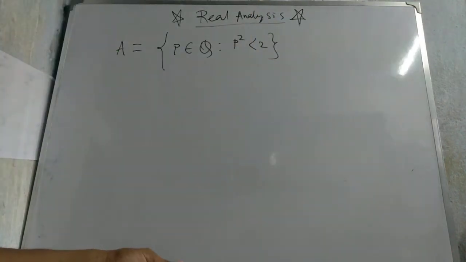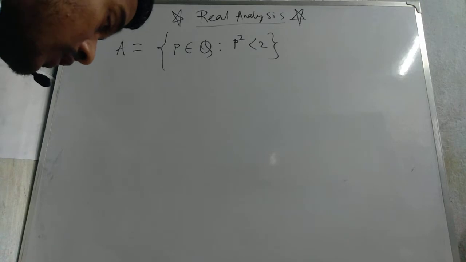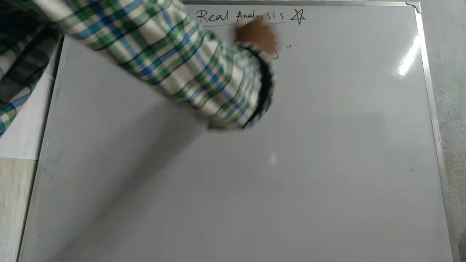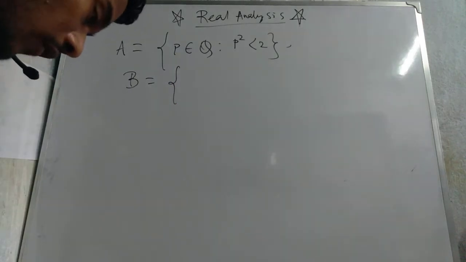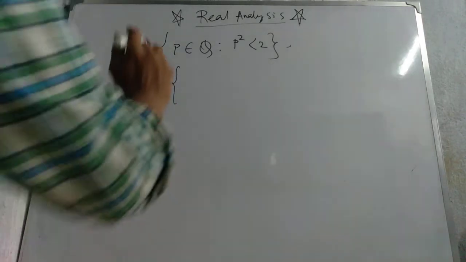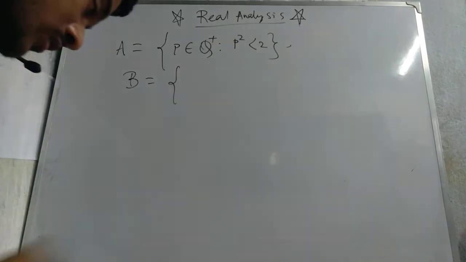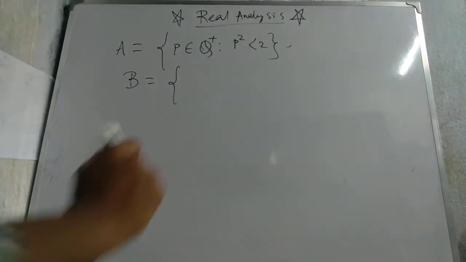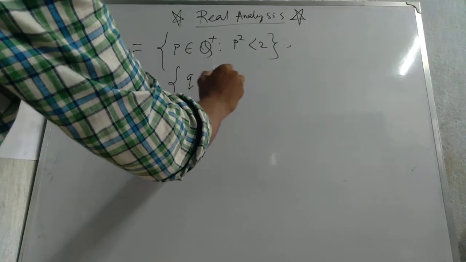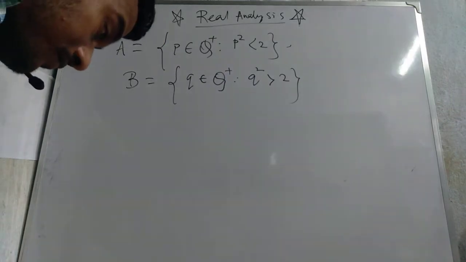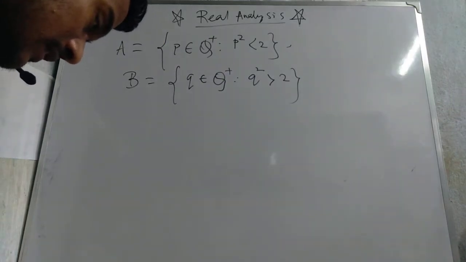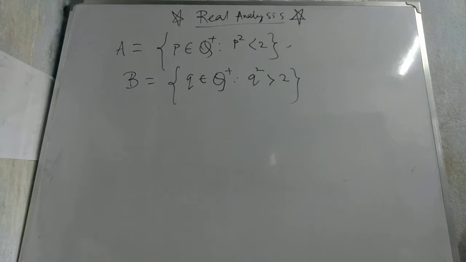We denote by A the set of rational numbers whose square is less than 2, and we denote another set B, the set of all positive rational numbers. Obviously this one is positive, so we write it as Q plus, the set of all positive rational numbers such that q square is greater than 2.